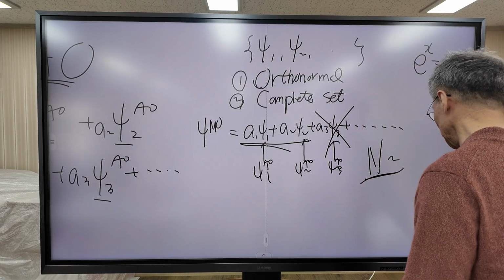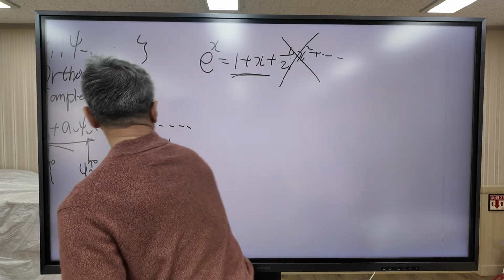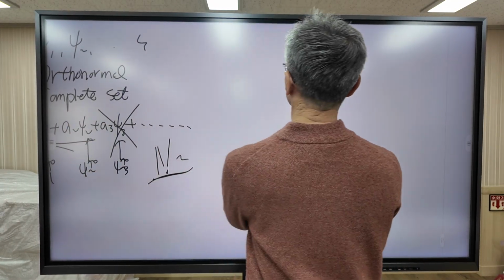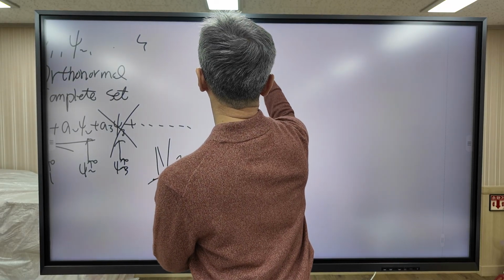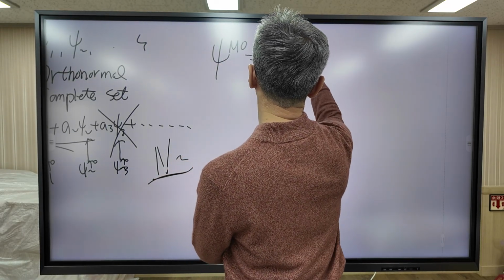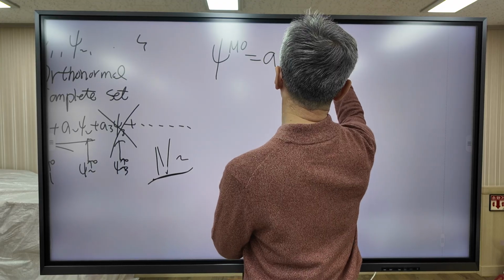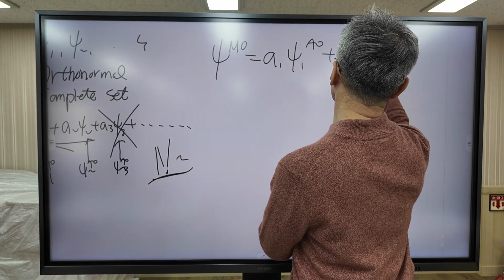Okay, now, to use the LCAO method, we are going to use atomic orbitals.